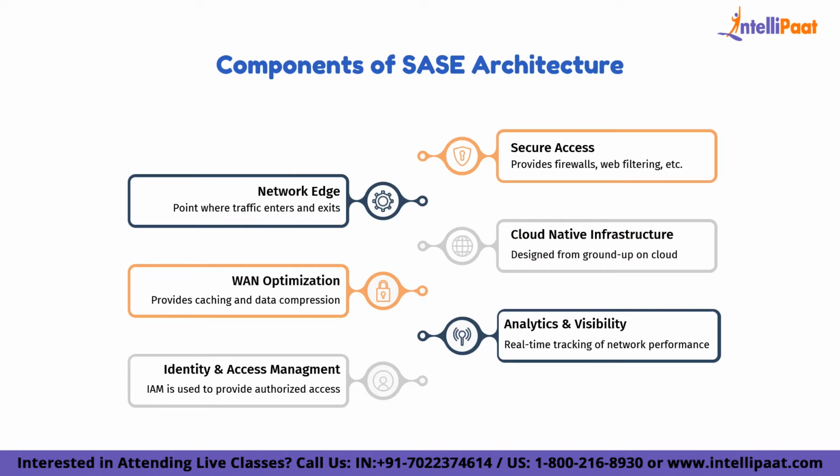Now, the next factor is analytics and visibility. SASE architecture provides real-time analytics and visibility into network and application performance as well as security threats and compliance issues. This allows organizations to proactively monitor and manage their network infrastructure as well as respond quickly to security incidents and compliance violations. Now that we understand the components of SASE architecture, let's look at how they work in practice together.